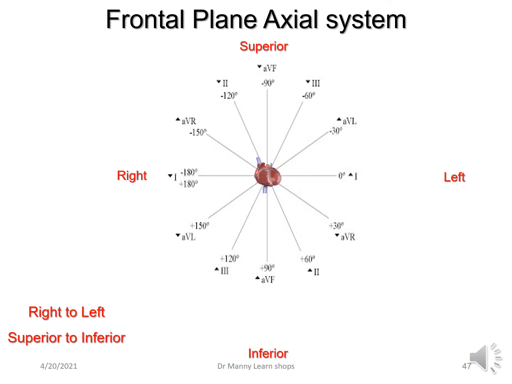When we look at the hexaxial system, we look at it from the frontal plane, which means from the top to the bottom, which means superior to inferior, and from right to left. That's the frontal plane. Heart is at the center, which means 0 potential. And everything transects it. So therefore, lead 1, lead 2, lead 3, AVR, AVL and AVF all transect the heart to give you this hexaxial system, or this frontal plane system to monitor and record and give you information about where the electrical action is originating from and where it's going.